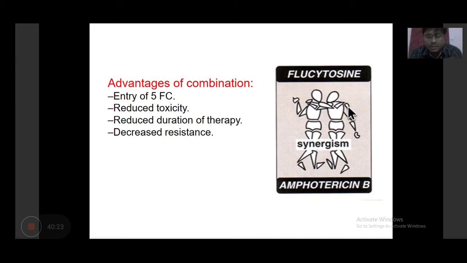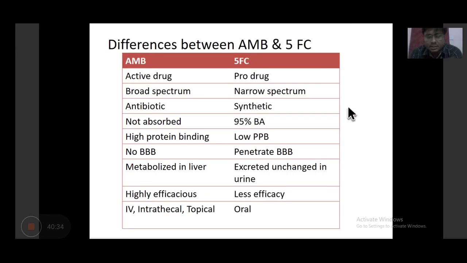This is a commonly asked question: write down the rationale of combination of flucytosine with amphotericin. So these 4 points you need to remember and write whenever this question is asked to you. But there are a lot of differences between amphotericin B and 5-flucytosine. Amphotericin B is an active drug, 5-flucytosine is a prodrug. Amphotericin is a broad spectrum antifungal agent. Flucytosine is only useful in cryptococcal infection and chromoblastomycosis, that too along with amphotericin and itraconazole, respectively.